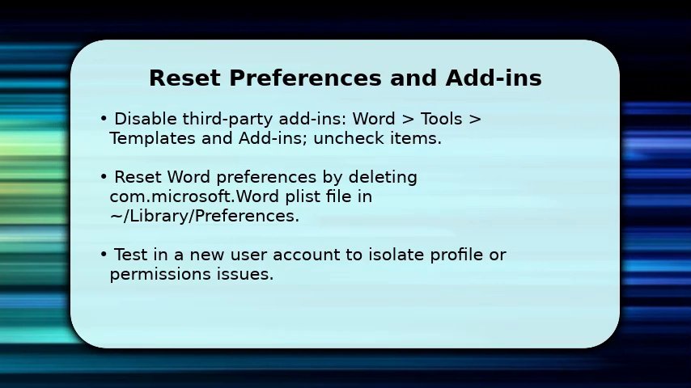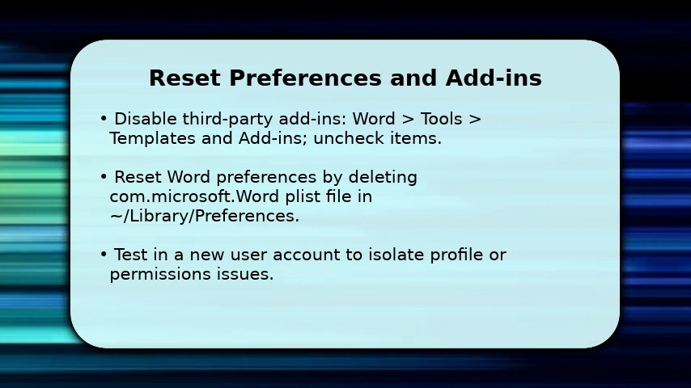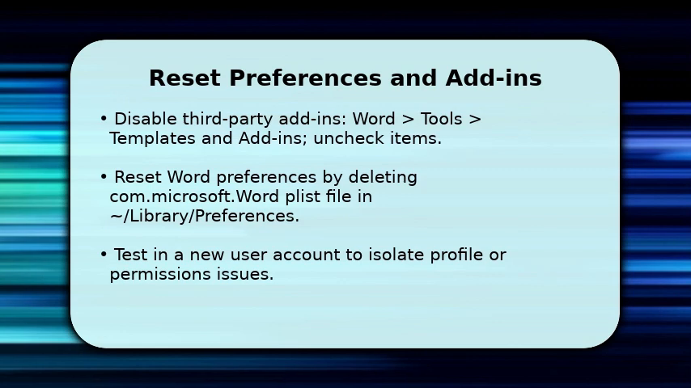Open Word, go to Tools, Templates and Add-ins, and uncheck third-party extensions, then relaunch. If problems persist, reset preferences by quitting Word and removing the com.microsoft.Word.plist from /library/preferences. This clears corrupted settings.